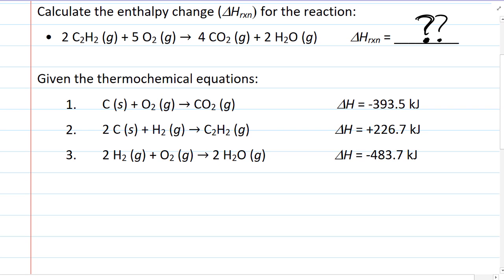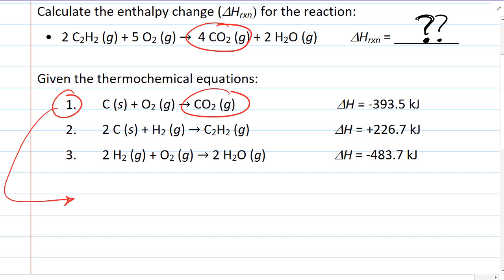So to manipulate them, let's take equation number 1 and manipulate this one here. I am looking at the equation we're trying to solve for. We see that CO2 is on the product side. In this one here, we see that CO2 is on the product side. But what's the difference between the CO2 in these two equations? This one here has a coefficient of 4. This one here does not have a coefficient of 4.